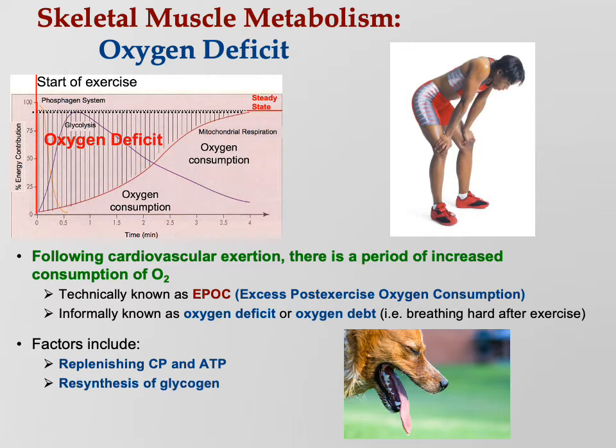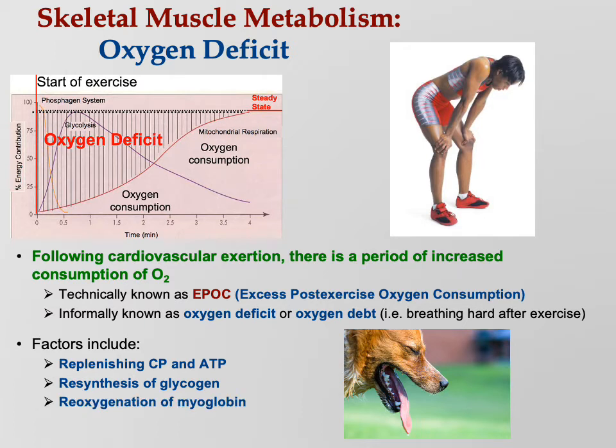Also, you have to resynthesize your glycogen. So remember, glycogen is the stored form of glucose in your skeletal muscles and in your liver. When you exercise, you use a bunch of that up. Well, now that you're done, you stopped running or cycling or doing jumping jacks or whatever, it's time to resynthesize all that glycogen and build your glycogen reserves back up. Well, that takes energy, so you continue to breathe hard to make sure you get enough oxygen to do that.